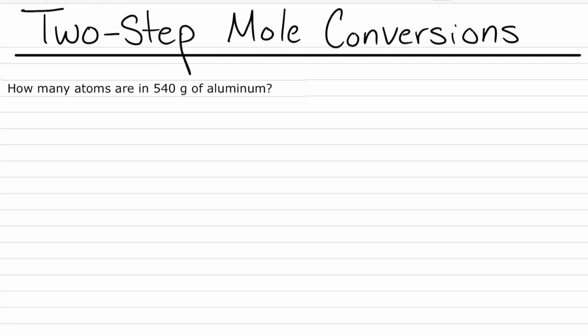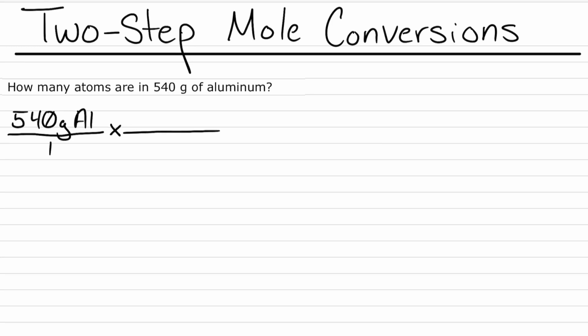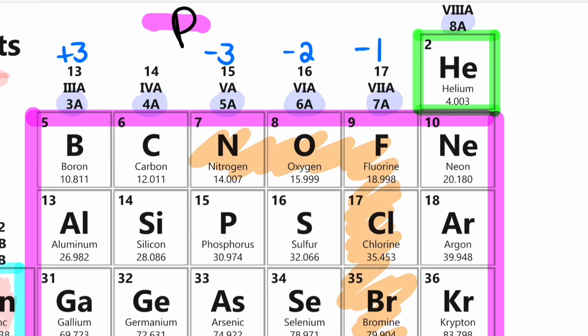So the first thing I need to do is convert from mass to moles. So I start with my given information, 540 grams of aluminum over 1, times, again, if we want moles, moles have got to go on the top, grams go on the bottom. To convert between grams and moles, we need to use molar mass.